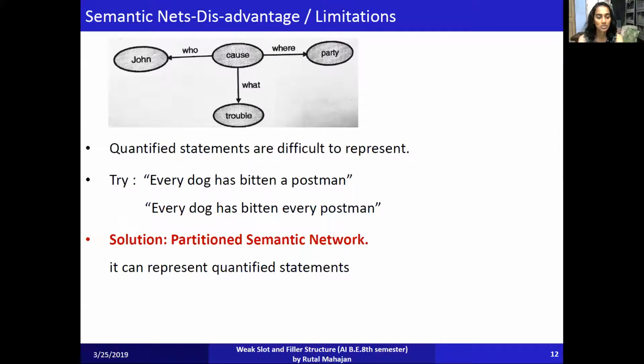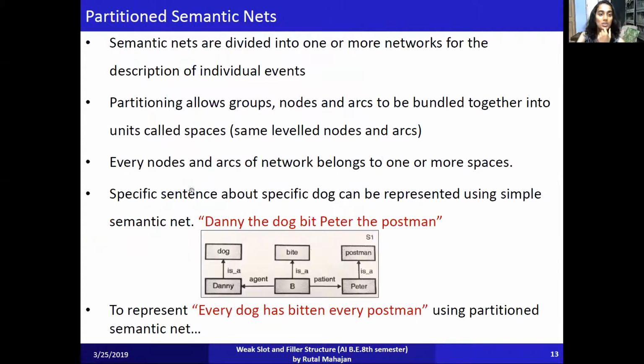Okay, there is no mechanism to show this quantification. So as a solution, we have partitioned semantic nets. They can represent quantified statements. Let's see. Semantic nets are divided into one or more networks for the description of individual events. That is nothing but a partitioned semantic net.